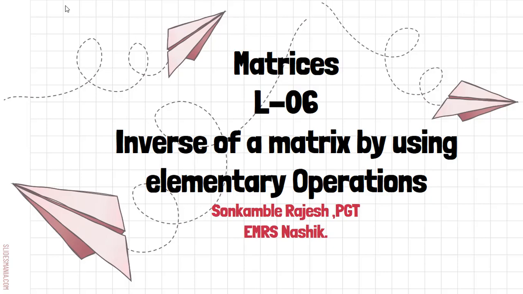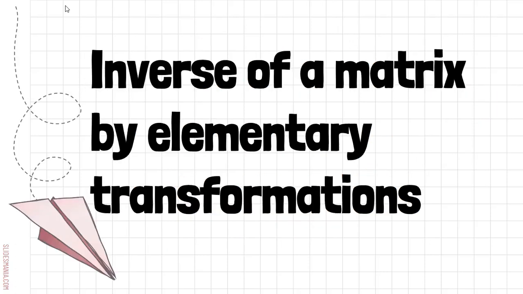This is our sixth lecture on the chapter matrices, and in this lecture we are going to see inverse of a matrix by using elementary operations. So we are going to see inverse of a matrix by elementary operations. In the previous lecture we have seen what we mean by invertible matrices. When we say that two matrices are invertible, just take a look at what we have studied earlier.